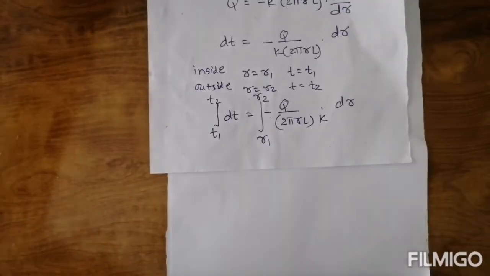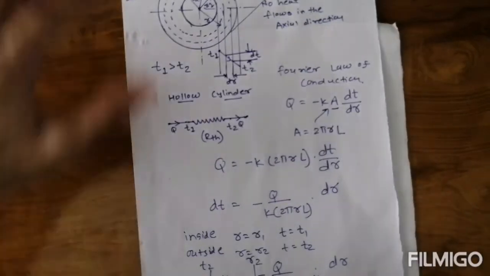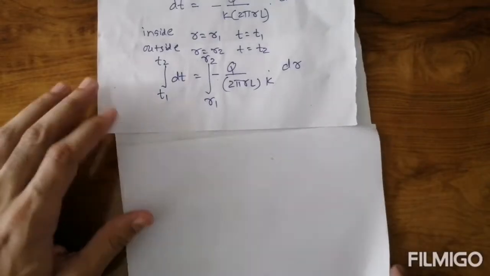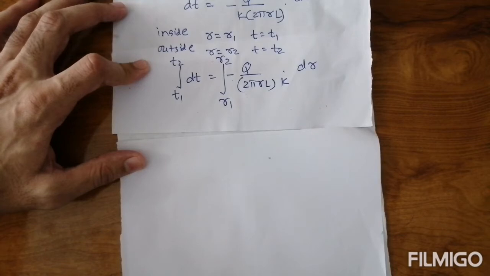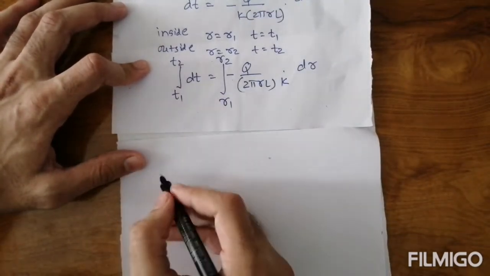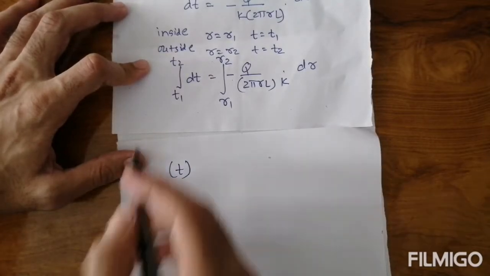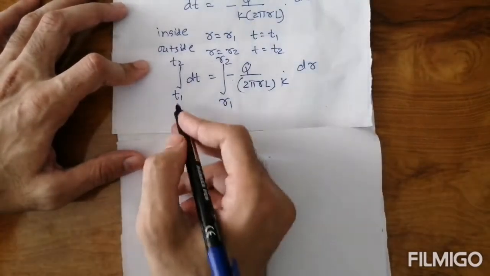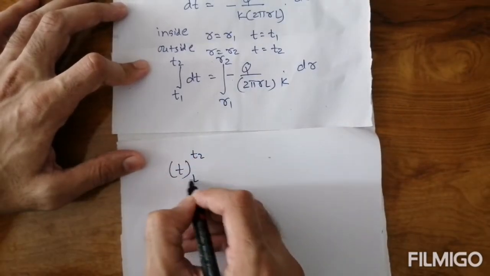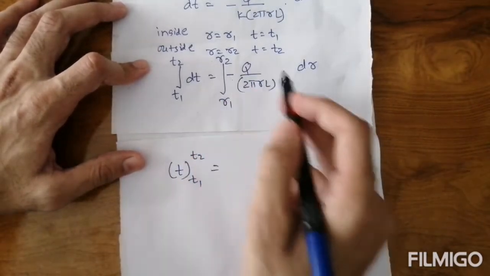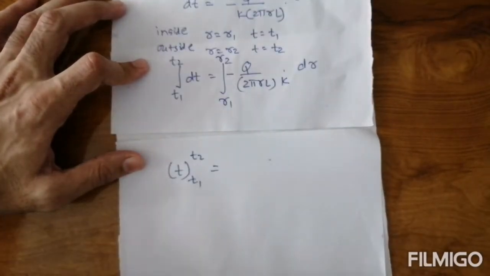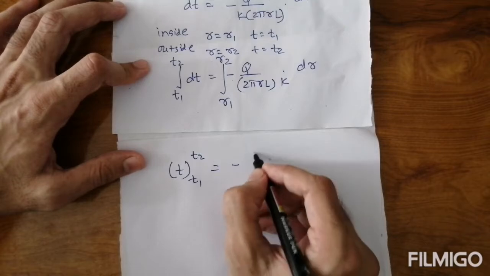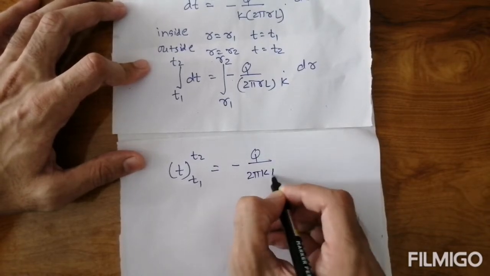First, we consider the integration of the first term. You can see the integration of that term: with respect to dT, the integral of the constant is T, with two limits, T1 inside and T2 outside, so limits T2 and T1. Now only the R term is required. The remaining Q, 2 pi, L and K are constants, so we take them outside: Q, 2 pi, K into L.